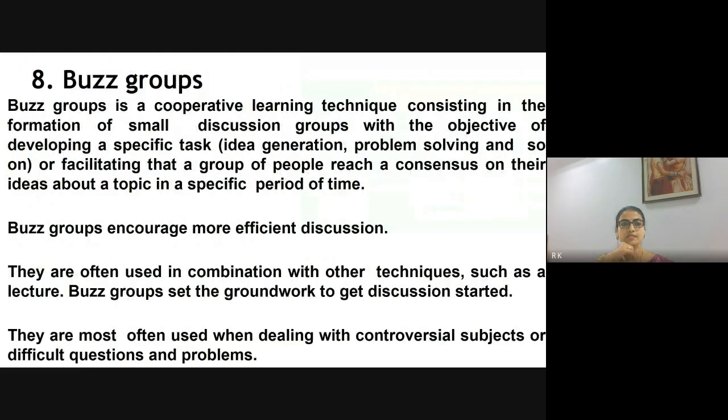The next one, the eighth method, is buzz groups. Buzz groups is a cooperative learning technique consisting in the formation of small discussion groups with the objective of developing a specific task. It could be idea generation or problem solving. The same problem you can take, whatever I have mentioned, like, for example, the bus. How do we reach a consensus on the topic in a specified period of time?